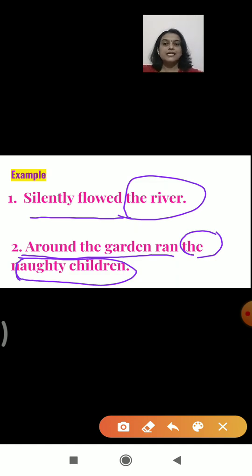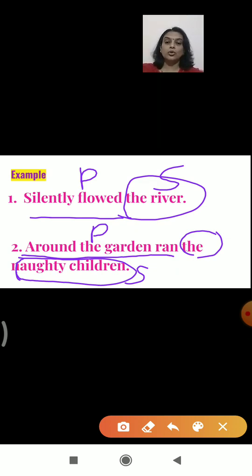Followed? Silently flowed the river. In this, silently flowed is our predicate and the river is our subject. And second one, around the garden ran is our predicate and the naughty children will become our subject. Follow till here? Good. Now, here we have seen how the subject can come first and sometimes the predicate can also come first.